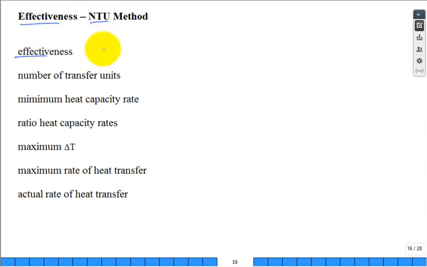Well, what's effectiveness? Symbol epsilon, and it's defined as Q, the actual rate of heat transfer occurring in that heat exchanger, divided by some maximum theoretical possible. We'll get to that. Well, what's the other part? It's the NTU. What does that stand for? Number of transfer units. NTU, number of transfer units. Okay, maybe that's a little abstract when you first are introduced to it, but it's defined as UA over C min.